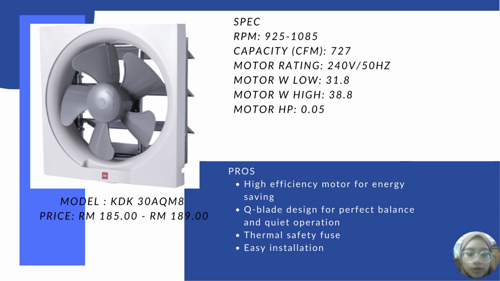The motor W low is 31.8. The motor W high is 38.8. And the motor HP is 0.05. The reason why we choose this fan is its high efficiency motor for energy saving. It also has a dual blade design for perfect balance and quiet operation. It has a thermal safety fuse, and last but not least, it's easy to install. That's all for me. Thank you.